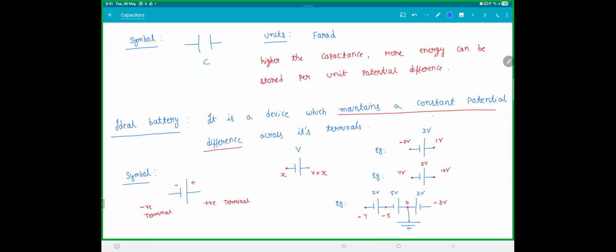All clear with this stuff? The basics are important. You need to understand all these things. Because how does a battery work? What does a battery do?